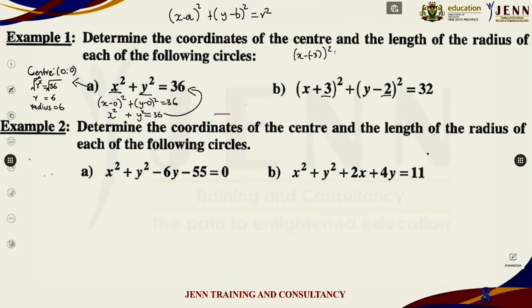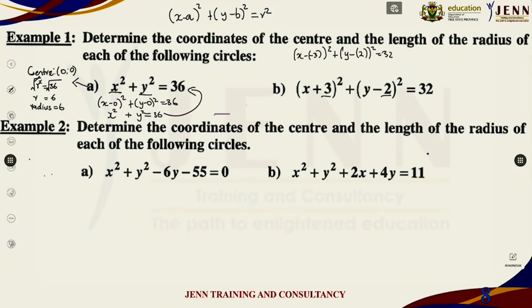So we are going to have y plus y, then we have a negative 2. Remember, initially from your standard form, you have a negative sign. Your 2 is a positive. When you substitute it, close bracket to the exponent of 2 equals 32.